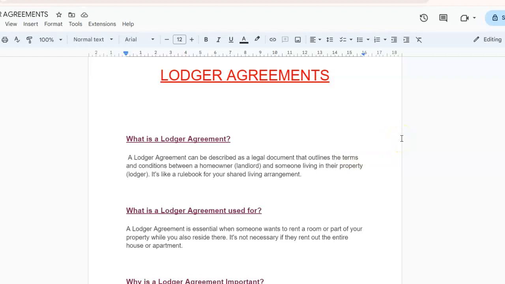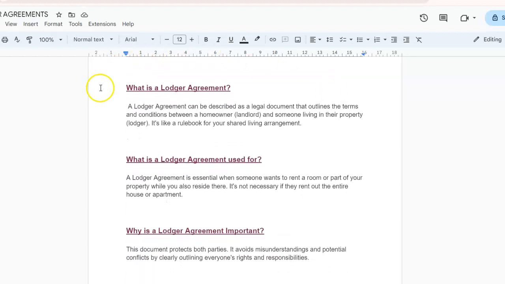So in today's video, we are going to be discussing lodger agreements. So without further ado, let's get into it. So first things first, what is a lodger agreement?